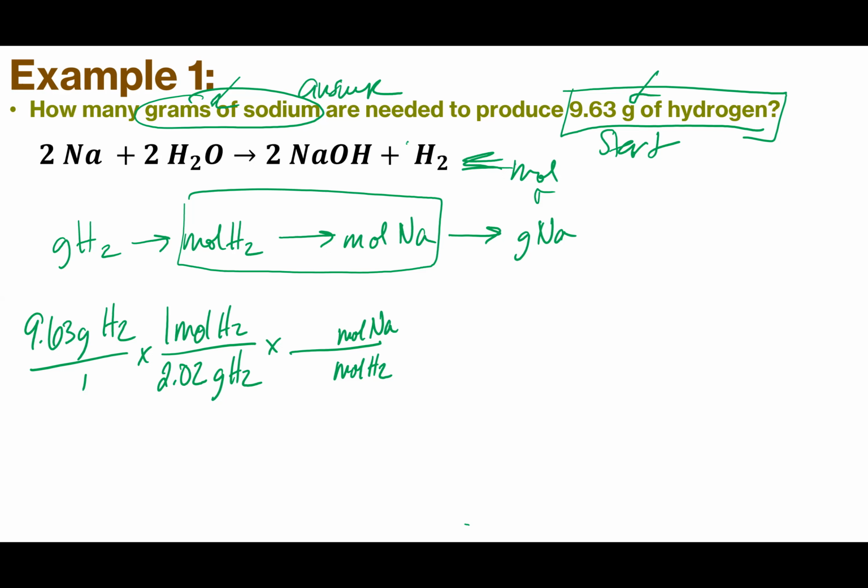So our coefficient here is a 1. So that's 1 mole of hydrogen. Here we have a 2 for sodium, so we're going to put a 2 right there. Now that we have the 2 there, we'll look up our molar mass of sodium and figure out that 1 mole of sodium is 22.99 grams of sodium. And we're done. Grams to moles to moles to grams.